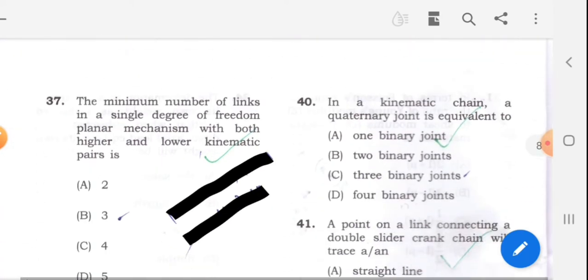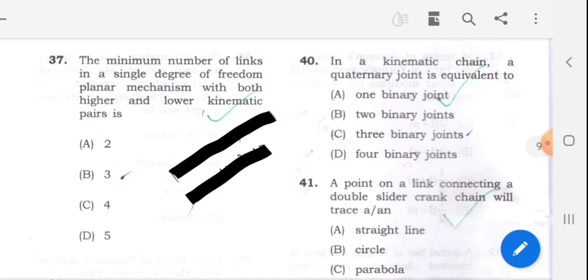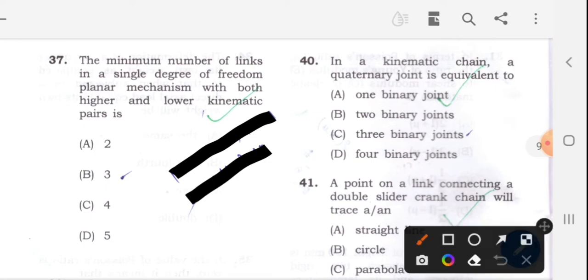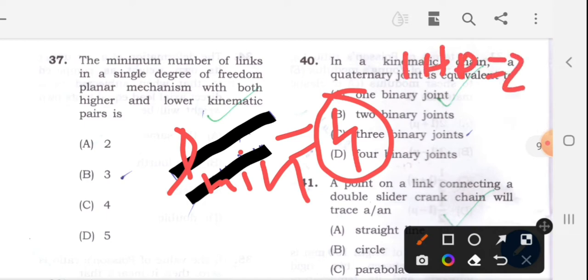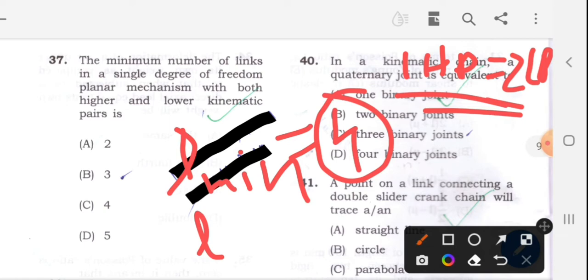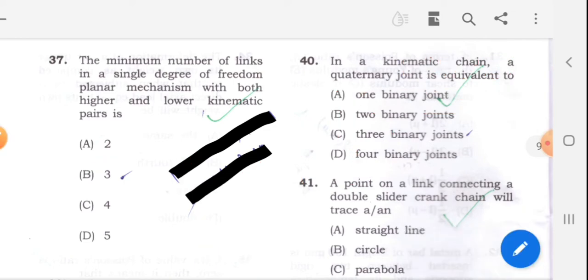Let's move on to the next question, which is 37. The minimum number of links in a single degree of freedom planar mechanism with both higher and lower kinematic pairs is. If all the pairs are lower pairs, we know the minimum number of links required is 4. One higher pair is equal to two lower pairs. From that relation we can say the minimum number of links for a mechanism with both higher and lower pairs is 3. So option B will be the correct answer here.